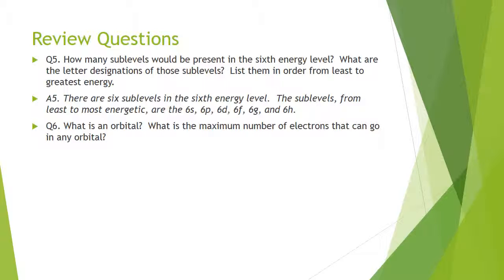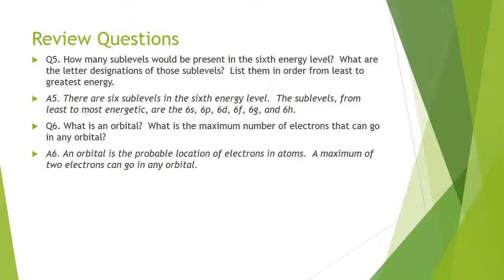All right, what is an orbital? What is the maximum number of electrons that can go in any orbital? An orbital is the probable location of electrons in atoms. A maximum of 2 electrons can go in any orbital.